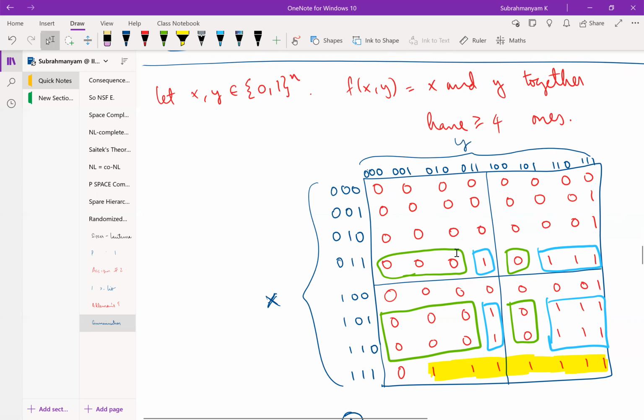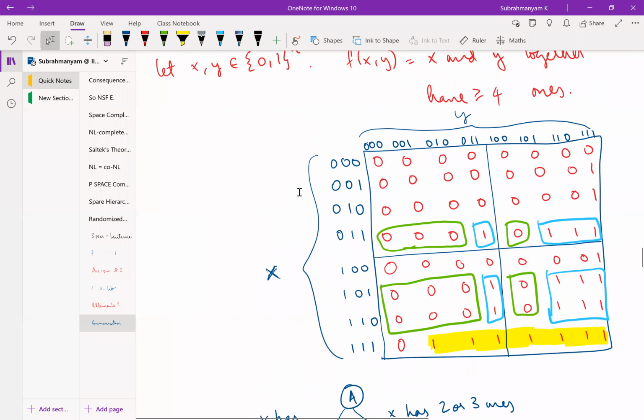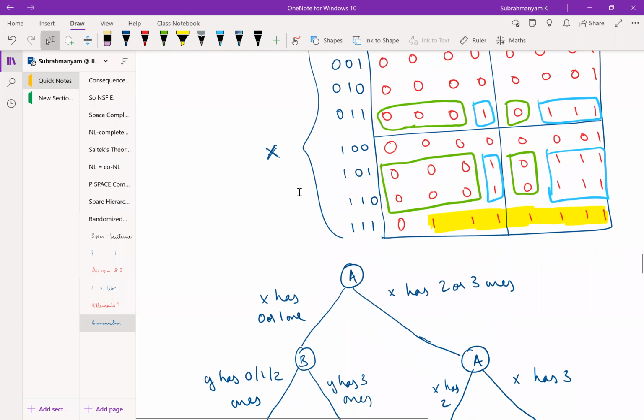And this matrix is very helpful. Unlike the protocol tree, which corresponds to a protocol, the matrix just corresponds to the function, because there is no protocol that we are talking about. It is just the function. The matrix is very helpful in trying to understand the function. So let's now look at a protocol for this function. Again, the function is that together x and y have four ones.